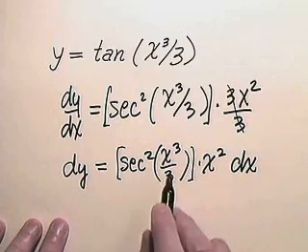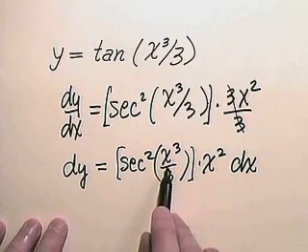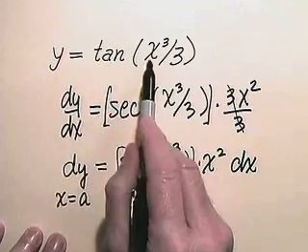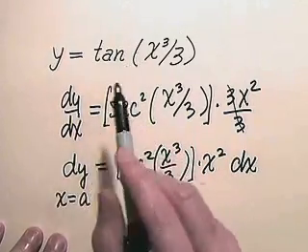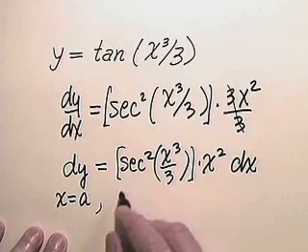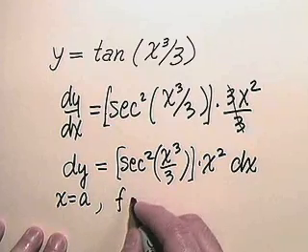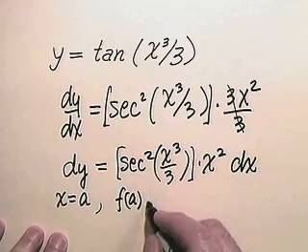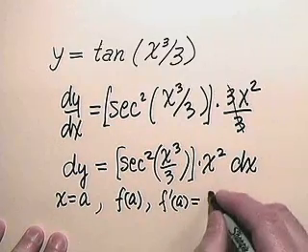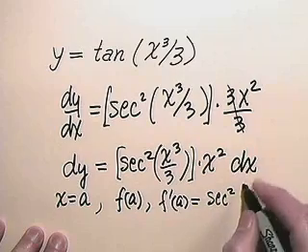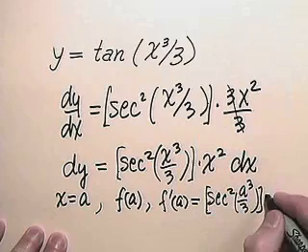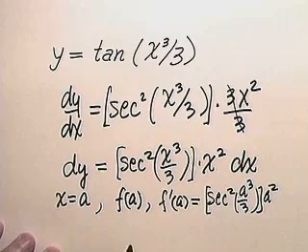Well, let's look at the linearization of this at x equal a. The linearization of our original function, how would we do that? Well, we would compute the derivative at x equal a and the value of the function at x equal a. So we have f of a to compute and f prime of a, which is, of course, secant squared of a cubed over 3, all multiplied by a squared.